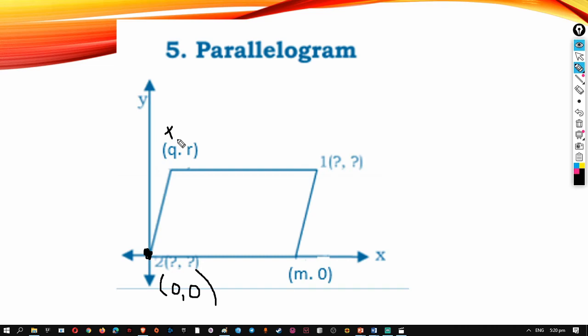Ang X ay Q, ang R ay Y. Yung nakatapat dito is R. So, kung ito ay R, ang Y niya rin ay R. Next, ang problema natin ay yung X. Paano natin makukuha ang X? Mula dito ay M. So, M siya.